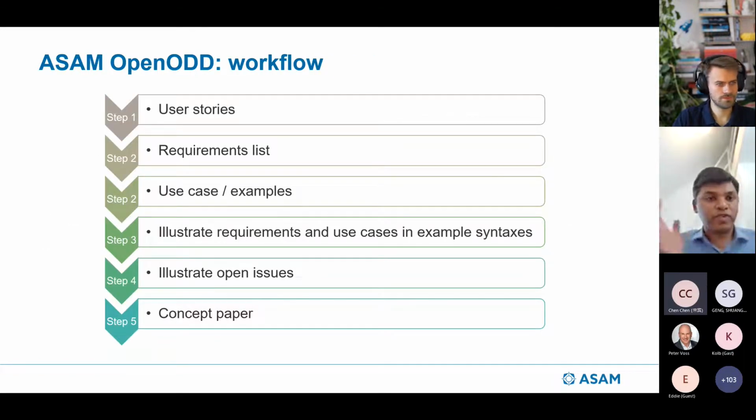So how did the whole workflow happen? When we were trying to come up with the concept paper, which is our end goal here, we started off with user stories and then created a set of requirements from those user stories. One important aspect is that requirements can sometimes be misinterpreted or interpreted differently by different people. So we created examples for each of those requirements, and we used those examples to illustrate the concept in two example syntaxes. We'll see a bit about this in the next slide. At the end of the day, we did not capture everything, so we still had a few open issues, which we've highlighted in the concept paper.